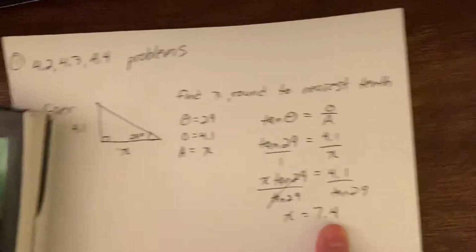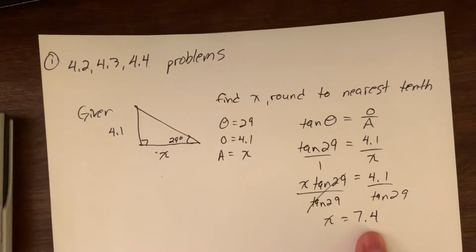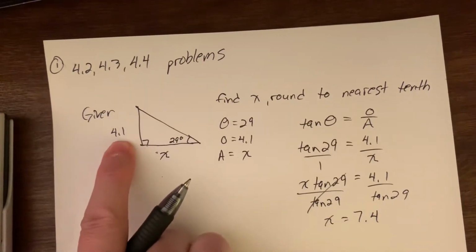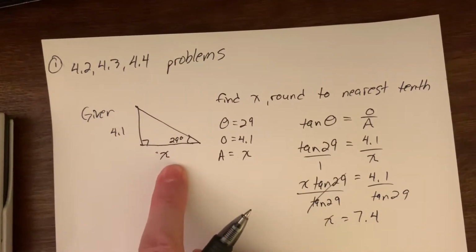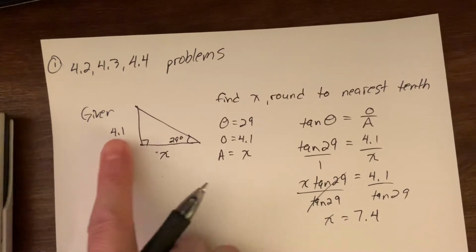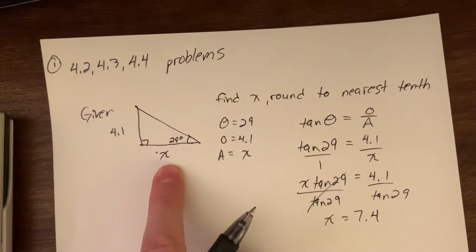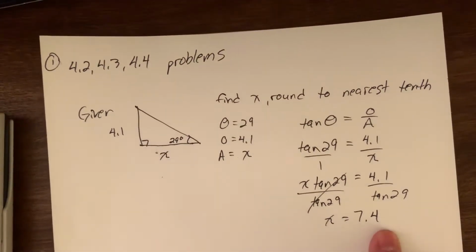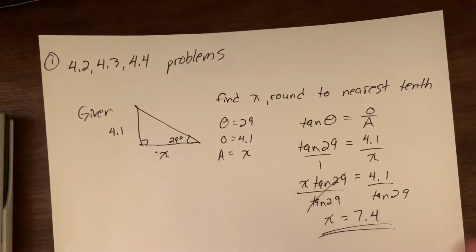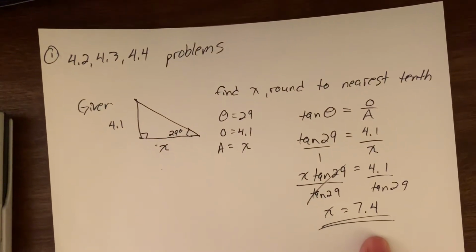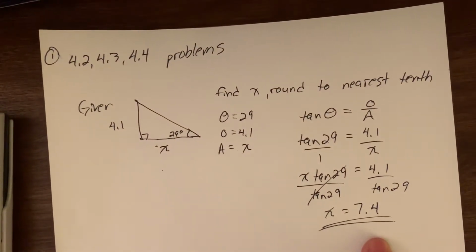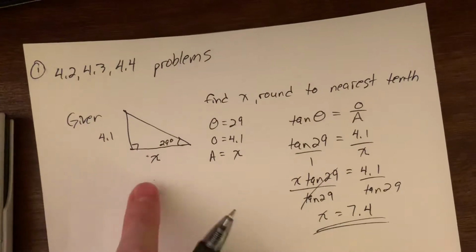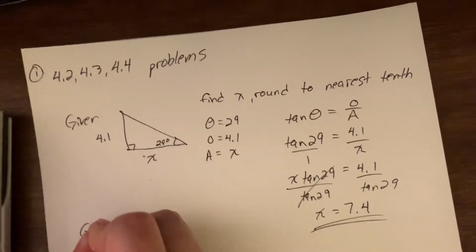7.4. If I knew any units in this problem, if this was 4.1 feet, then this would also be measured in feet. If this was 4.1 inches, then this would be 7.4 inches. The units would stay the same, or whatever they are. In this generic problem, we had no units. That would be our answer. Now, let's move right into a second one. Similar situation. Oh, I'm sorry.